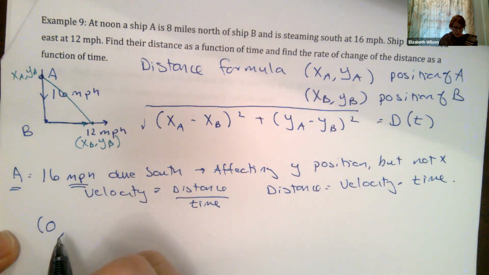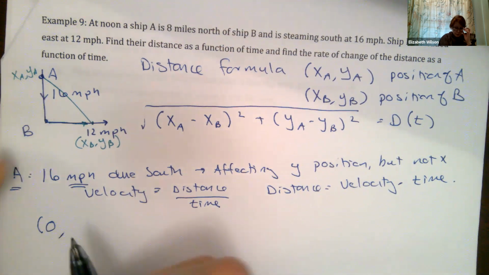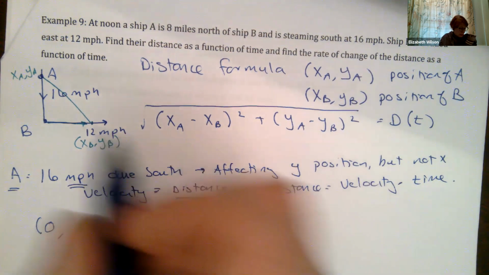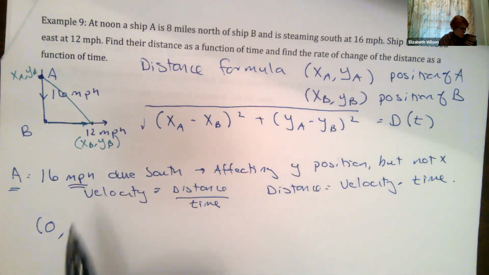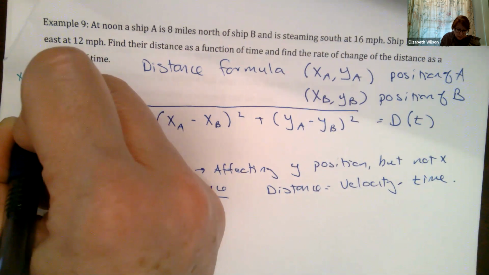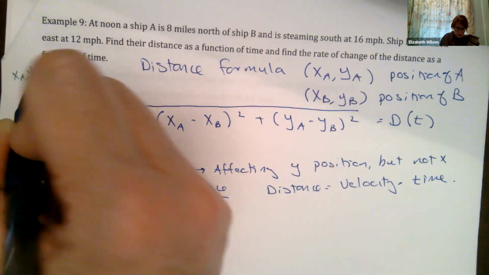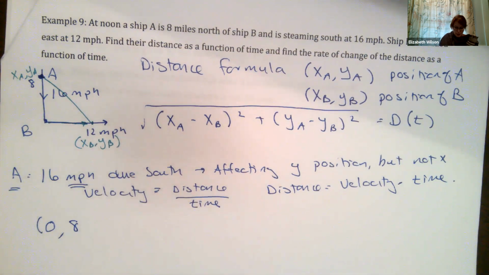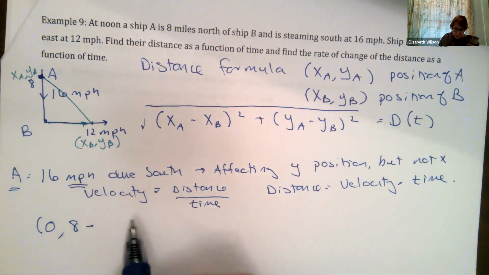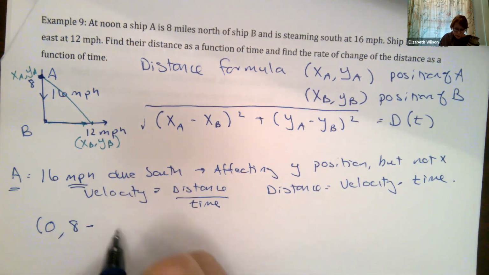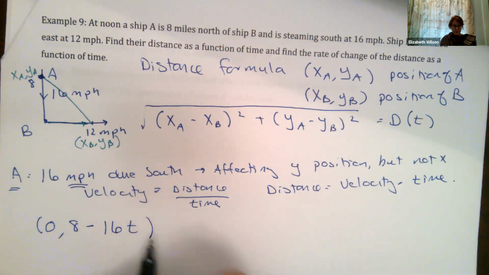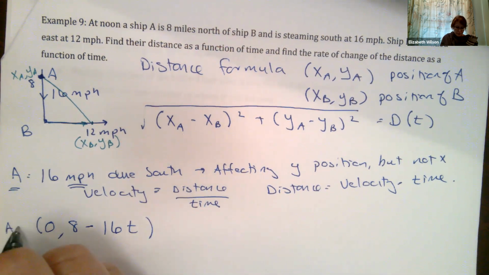And now, but my y position is changing like this. So I start here. Let's see, it's 8 miles north. So I start off at 8. This is an 8. So I start off at 8. And I'm going to subtract 16 miles per hour times time. So 16 times time. So this is my A.